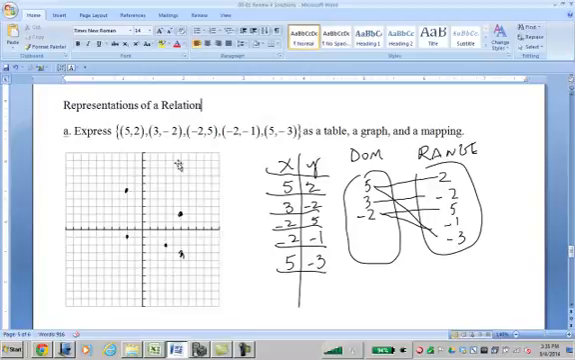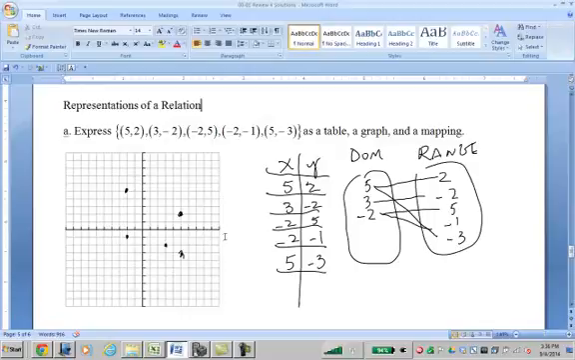It can be expressed as a graph, a table, or a mapping, and also as a set of ordered pairs, or as we've talked about in class, you can express it as words. Okay, so we plot the numbers: (5, 2), (3, -2), (-2, 5), (-2, -1), and (5, -3). And then we make them. So there's the graph right here.